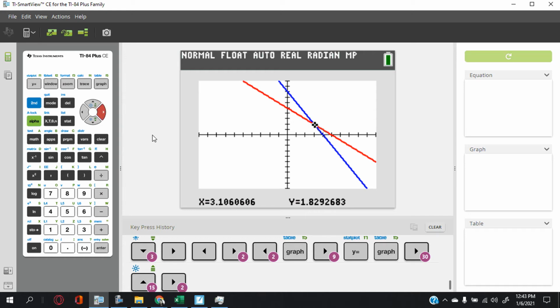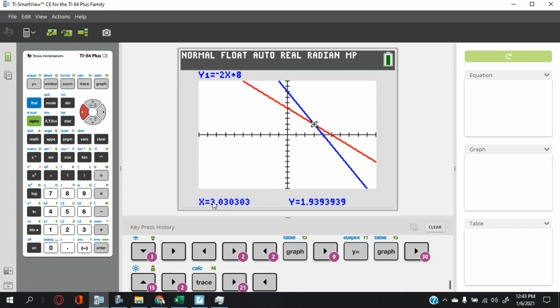Now, here's the thing, right? I mean, these numbers, they're decimals, but you can see they're close. So if you want to investigate further, here's what you do. You can do one of two things. You can trace, right? And so what I'm doing is just tracing the blue line. All right, so I got somewhere down here, right? Looks like it's 3, 2.